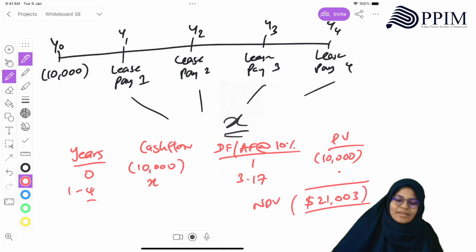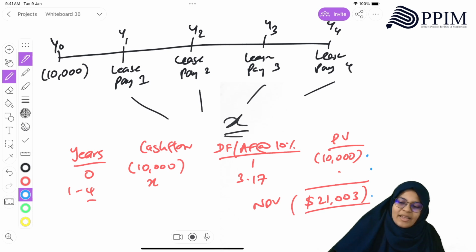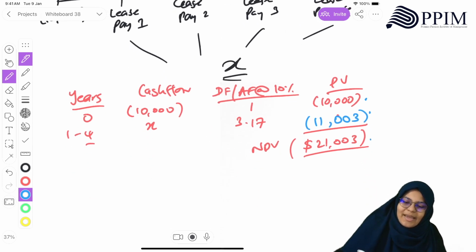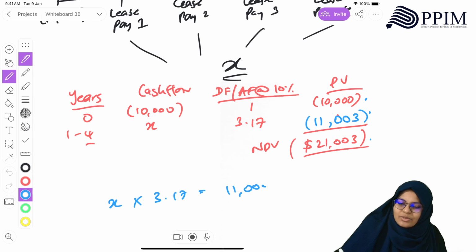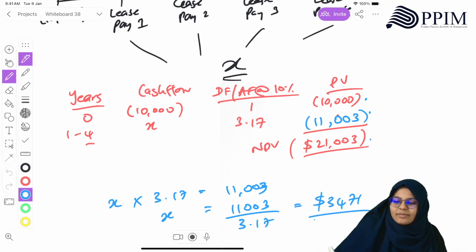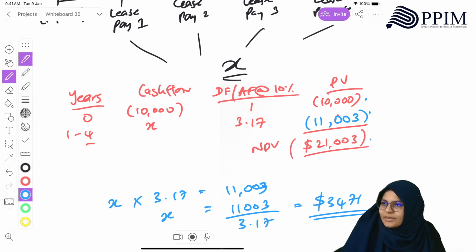Okay. So now I just need to work backwards, right? If this is 10,000, what should this figure be in order for the answer to become minus 21,003? Very clearly, if this was minus 11,003, minus 10,000 minus 11,003, I will get my answer minus 21,003. So now work backwards. X into 3.17 should give me an answer of 11,003. So if I want X, what should I do? 11,003 divided by 3.17. So X will be 3471. That is only the annual lease payment.